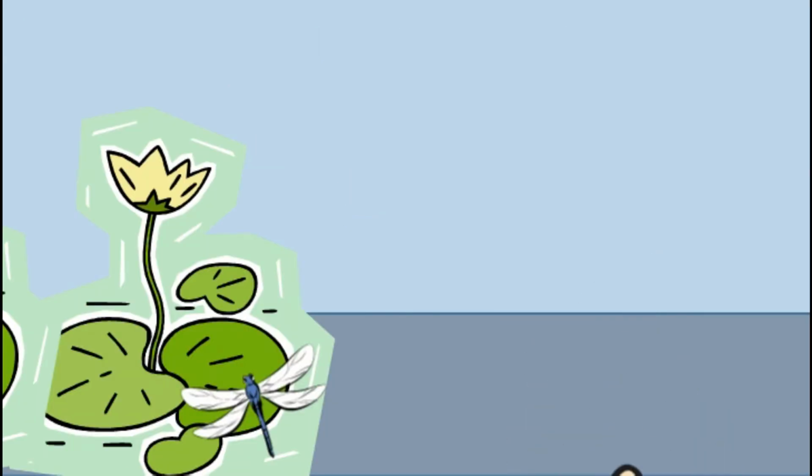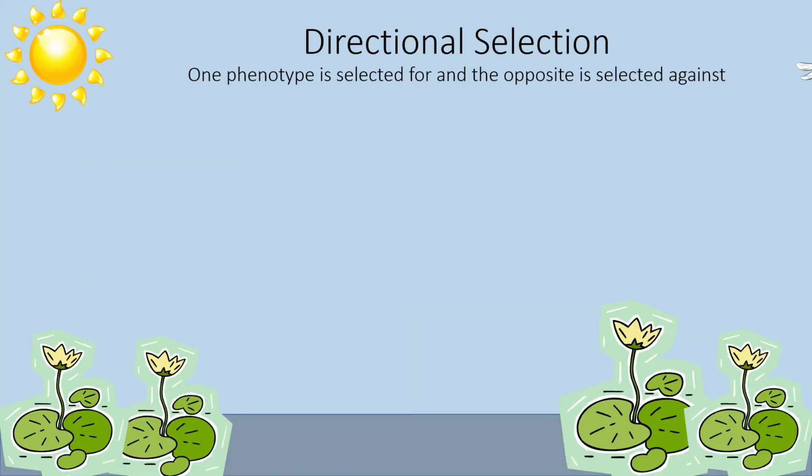Notice that the larger dragonflies are more likely to be eaten. Why is that? They're slower. Smaller dragonflies with smaller body sizes are able to evade capture much easier. So we would expect over time that the body size of these dragonflies would shrink.